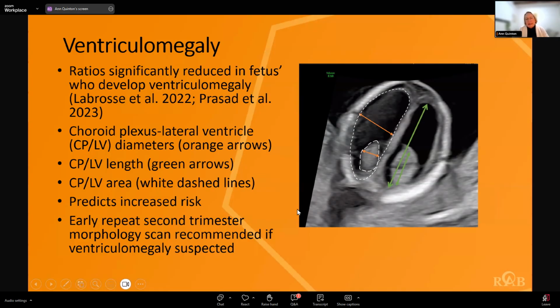Now, what this does is it predicts an increased risk of ventriculomegaly. And I think what they've found is it's very difficult to say absolutely that a fetus has ventriculomegaly, and there is not enough data to give you a number or a ratio that will tell you, yes, this fetus has or hasn't got ventriculomegaly. So all it's doing is predicting an increased risk, and you should be suggesting that an early repeat second trimester scan, probably about 15 to 16 weeks, is recommended if you're suspecting that there might be ventriculomegaly.